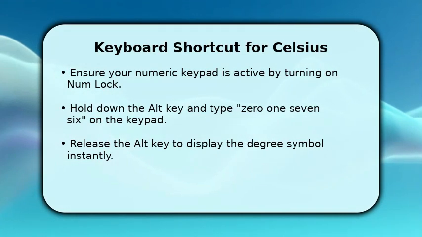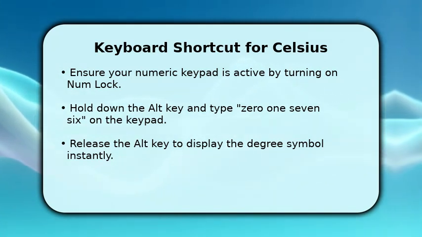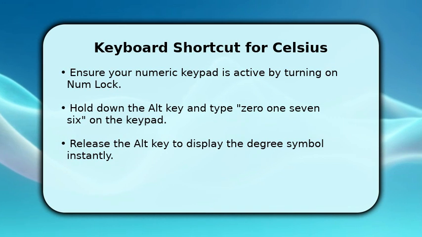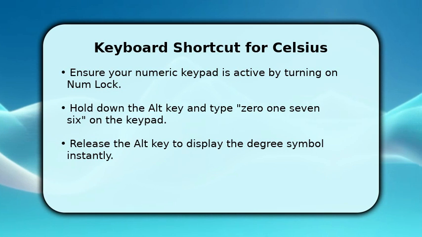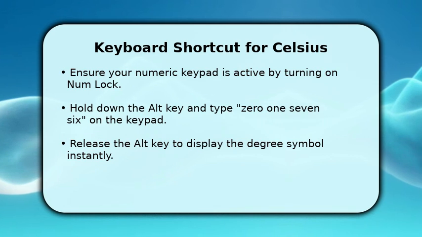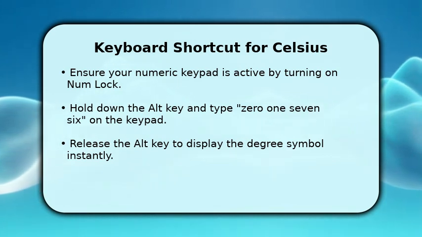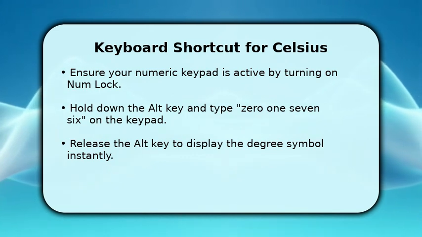Another quick method involves using a keyboard shortcut. Make sure your numlock is engaged on your keyboard's numeric keypad. Then, press and hold the Alt key. While holding Alt, type the numbers 0, 1, 7, 6 on the numeric keypad. Once you release the Alt key, the degree symbol will appear immediately in your selected cell. This is a very efficient way to insert the symbol without navigating menus.